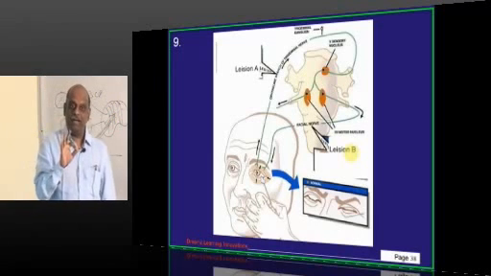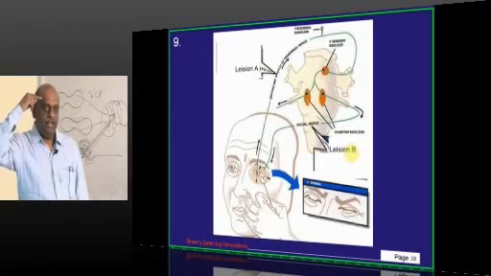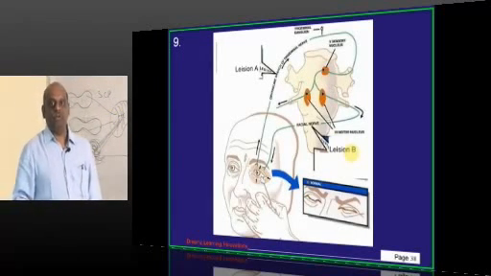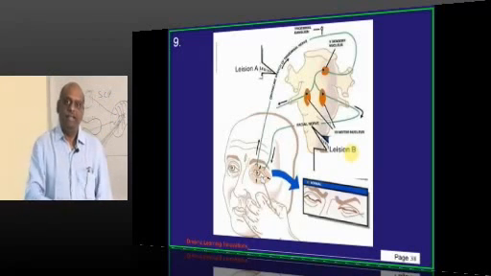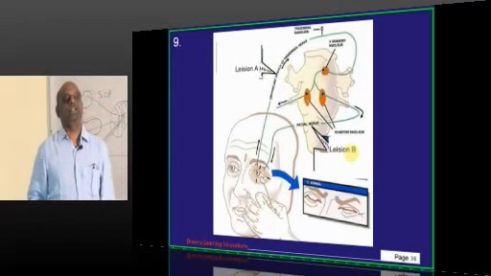But if there is a problem in the trigeminal, which is afferent, then what will happen? That eye closure doesn't occur if you touch, and even the opposite eye also doesn't close if you touch one eye.